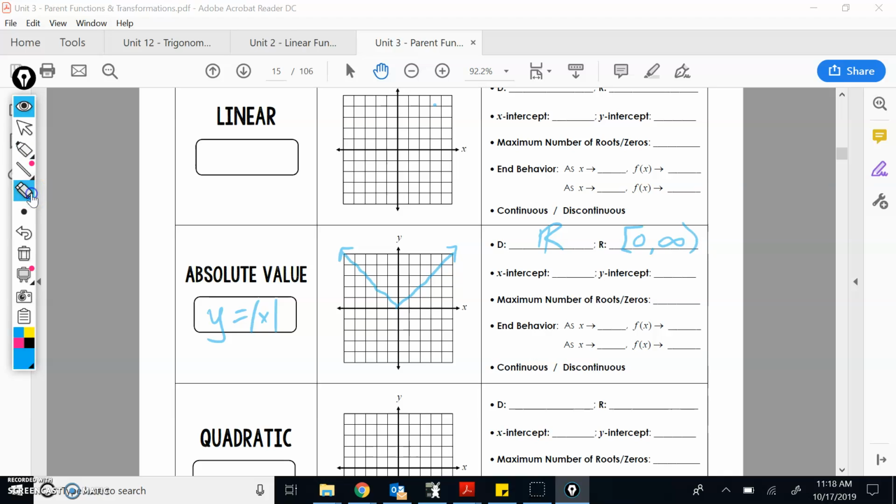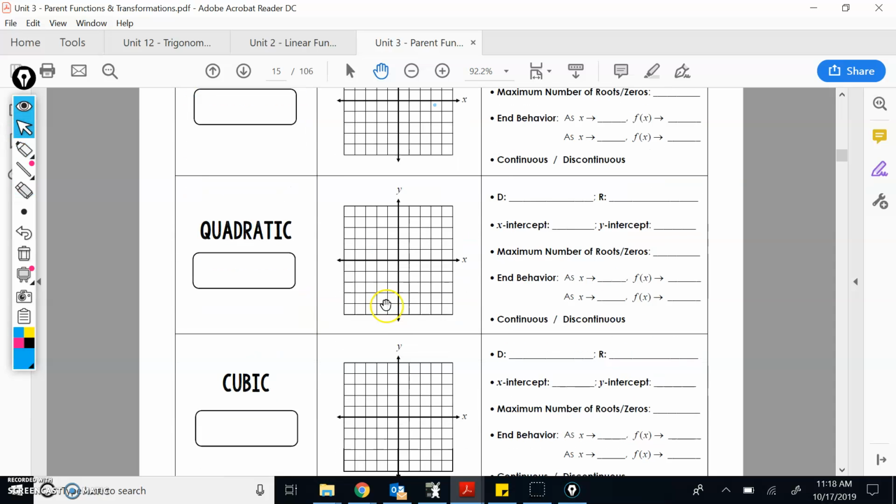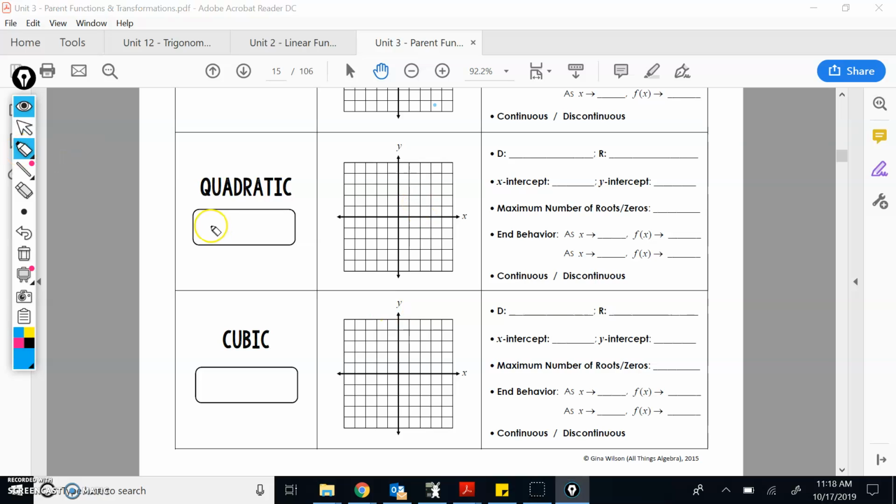And the quadratic parent function, try to see if you can guess it. It is y equals just x squared, making a parabola. Starts at the origin, and it goes up just like this, and it's symmetrical.